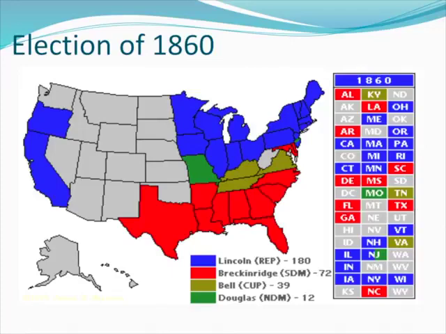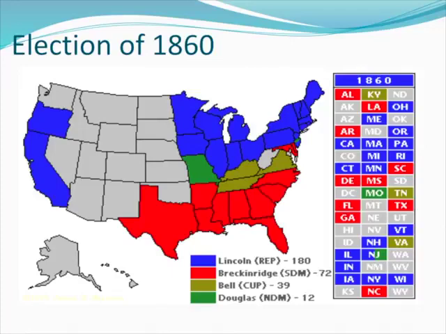Lincoln won 60% of the electoral college vote because, precisely as I explained, his opposition was split three ways, and he won 40% of the popular vote, but 60% of the electoral college vote.